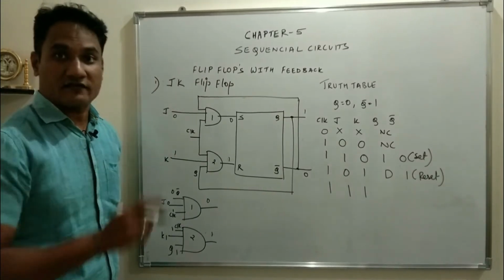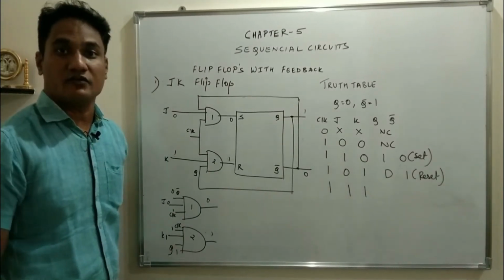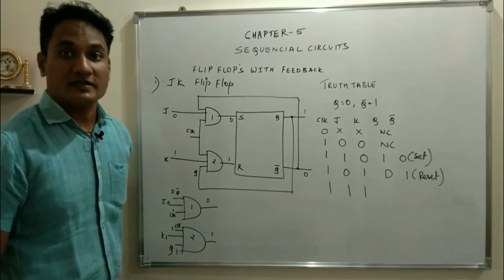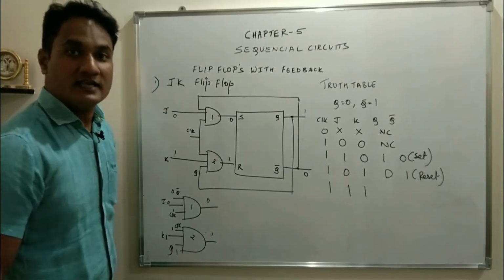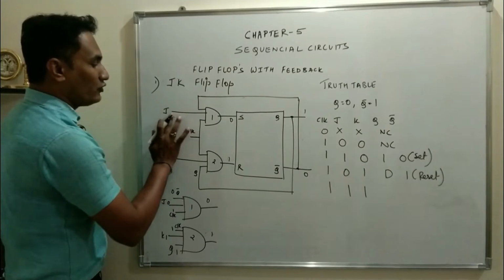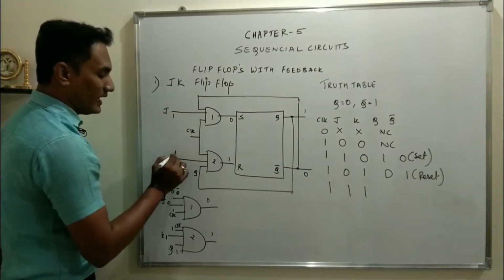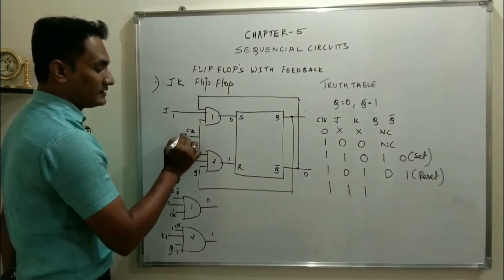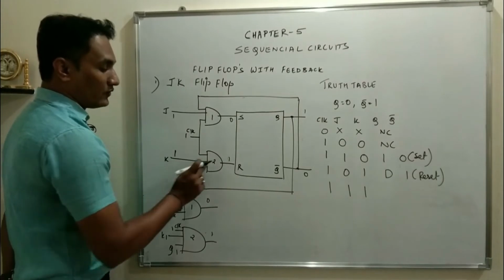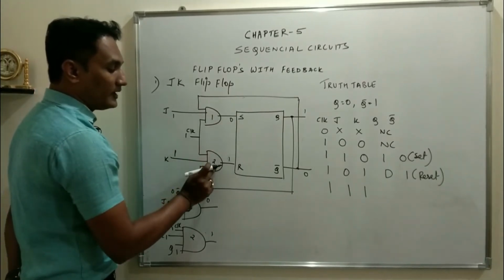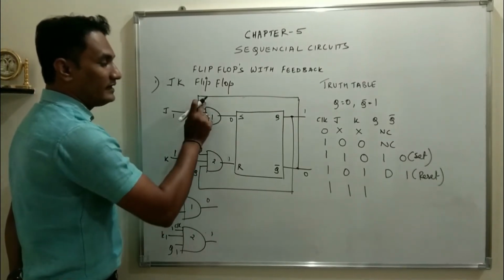In case of SR flip-flop, when both S and R inputs are 1, the output is a forbidden state. It is a not allowed condition. See the change here. If both J and K are equal to 1, and clock is 1, now the AND gate's output will depend upon Q and Q bar.